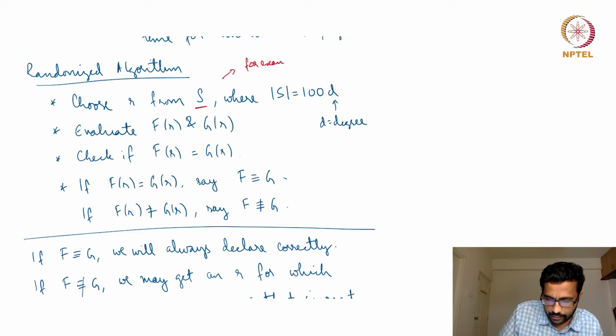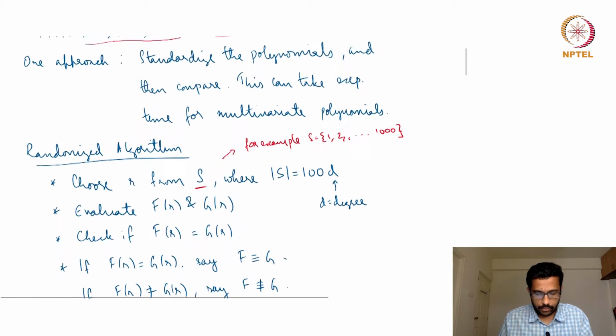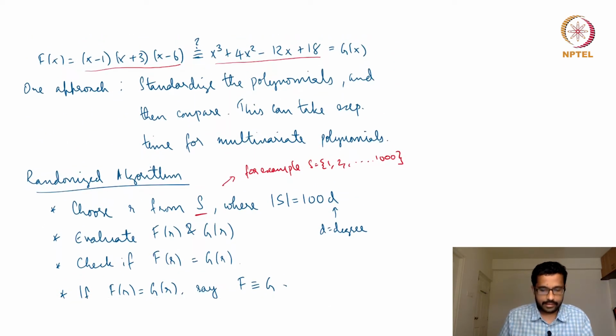For example, S could be just the first 1000 natural numbers, right? S could be anything. And from that S you randomly pick a number r. Now you evaluate the polynomial f. It's one thing to simplify the polynomial, it's another thing to evaluate it. So now suppose r is, let's say, 10, right?